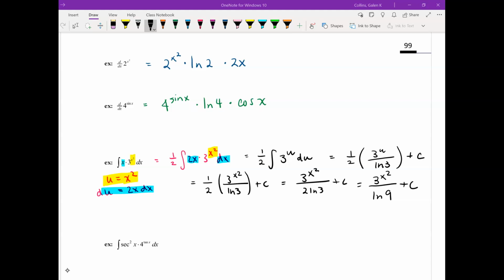Moving on to that next integral, so we have secant squared x times 4 to the power of the tangent of x dx. So that complicated product is our integrand.